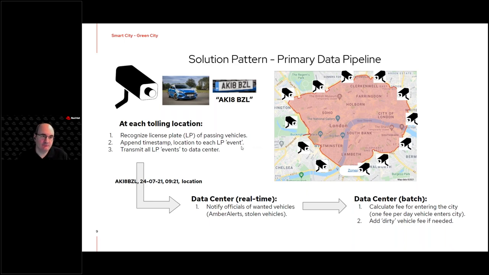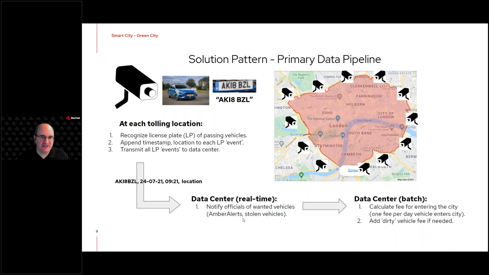Okay, I have recognized this car passing at this station at this time. That's our basic raw information. And this information we will send to a data center in real time.